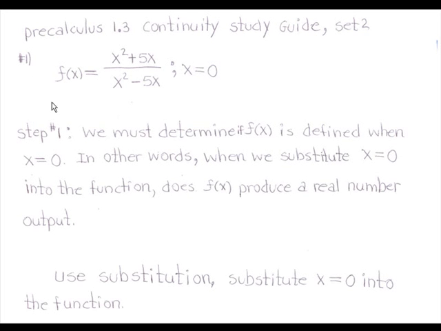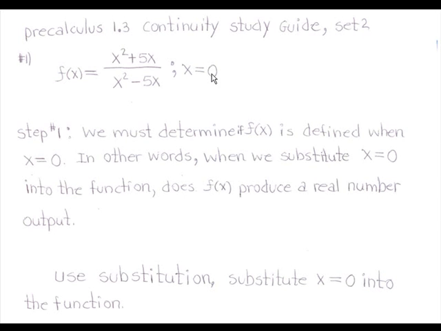Now here is problem 1, and we're given this function, and we're asked to determine if this function is continuous at where x is equal to 0. So that is what we're asked to do now. So we're given the function x squared plus 5x divided by x squared minus 5x, and we want to determine, well, is this function continuous at x equals 0?